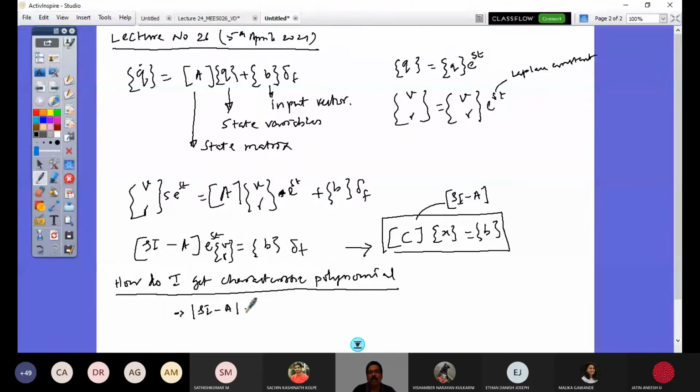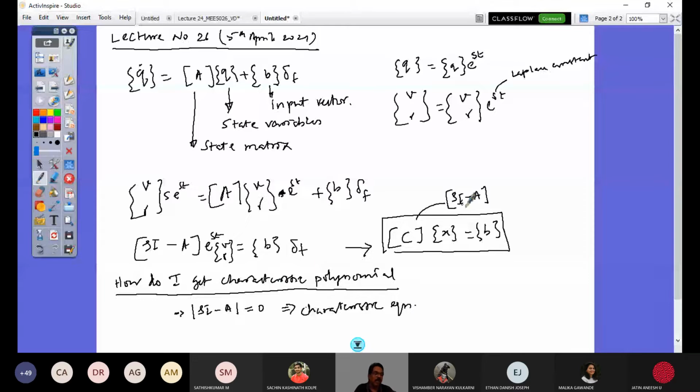Characteristic equation. What is the difference between characteristic polynomial and characteristic equation? Characteristic polynomial is the polynomial which comes out of this determinant of sI minus A. When I make that equal to 0, then it is called a characteristic equation. Why do I have to get this?